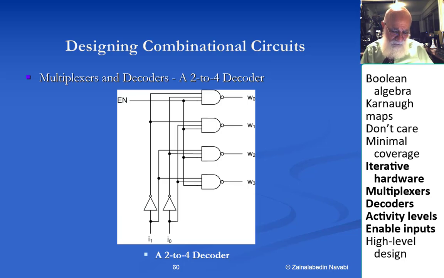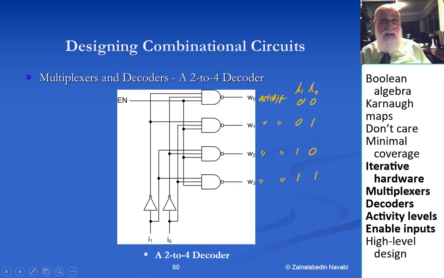Here you have an ID number, I1, I0, and when enabled, if I1, I0 is 0, 0, this becomes 1, or this is active. If 0, 1, active. If 1, 0, active. If 1, 1, active. Okay, and this is a 2 to 4 decoder.